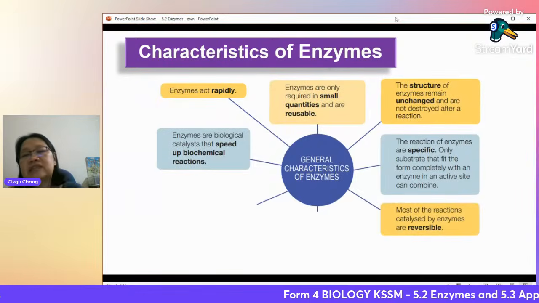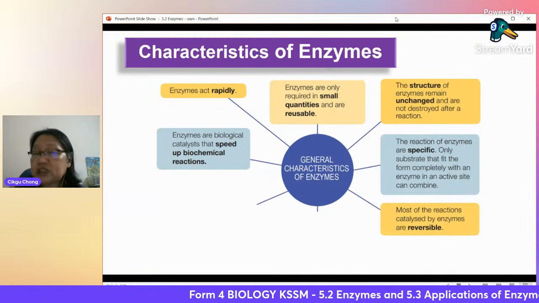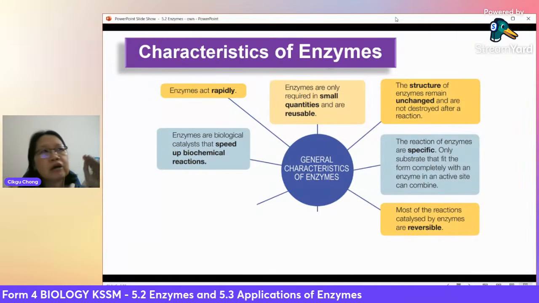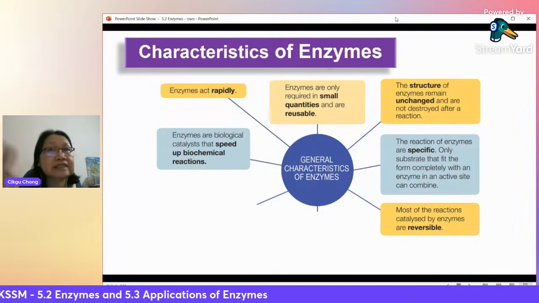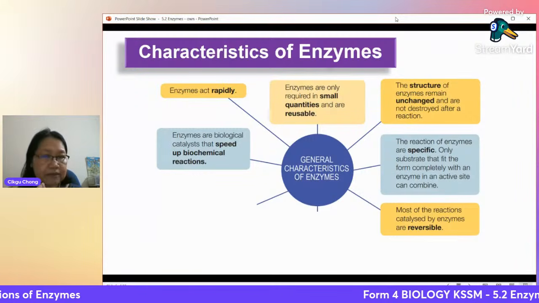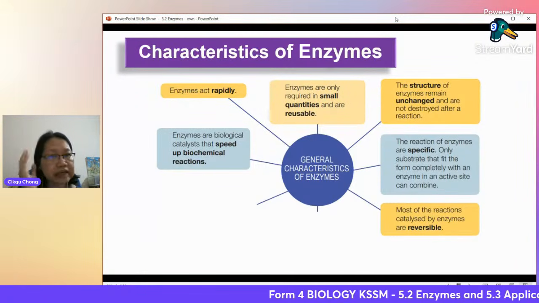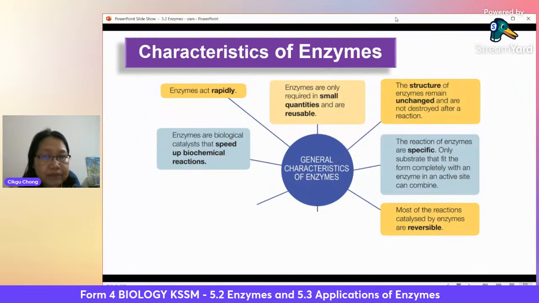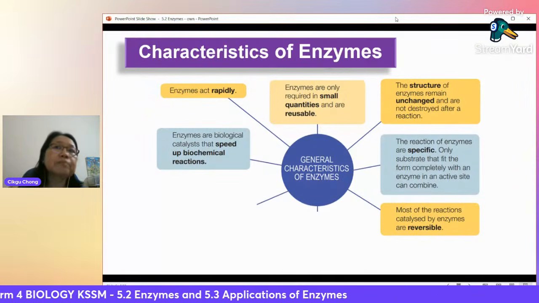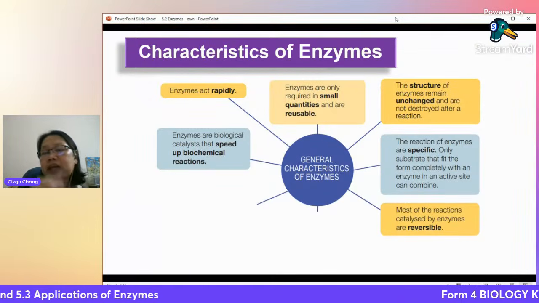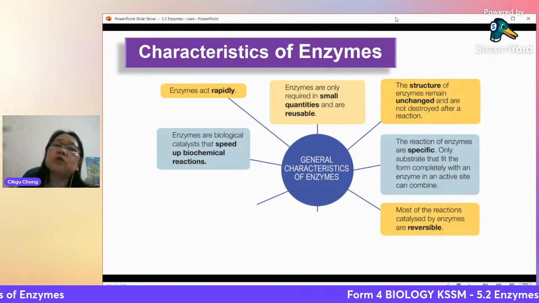Next, most of the reactions catalyzed by enzymes are reversible. What do you mean by reversible? A plus B, you get, let's say, C. The product is C, right? You use enzyme X: A plus B, with enzyme X, you get C. Now you can use back the same enzyme. Your C can also be broken down to become A and B with the same enzyme. So the reaction can go forward, it can also go backwards.